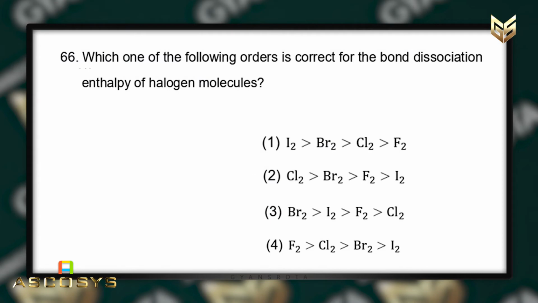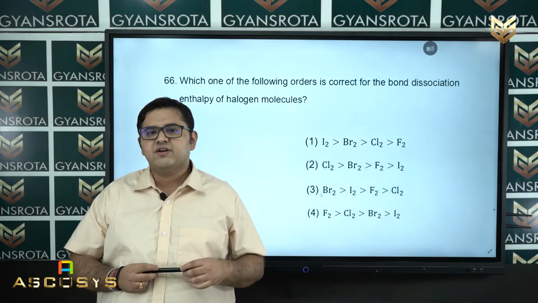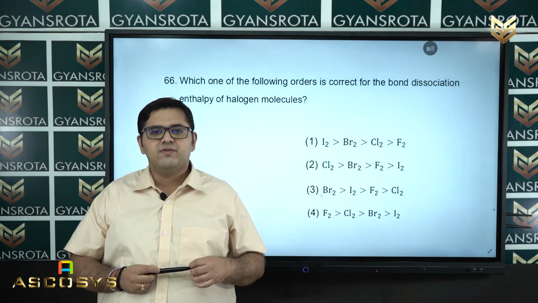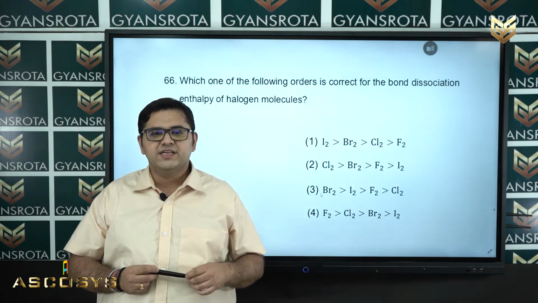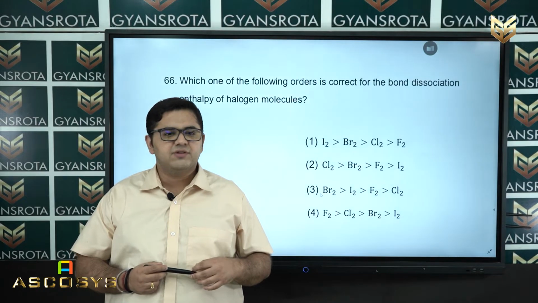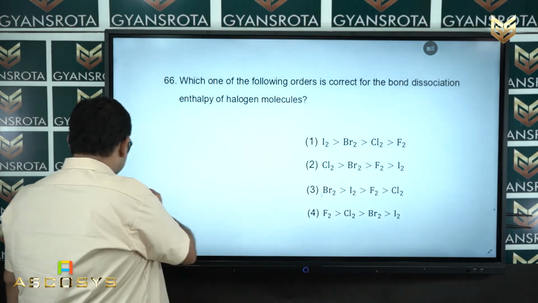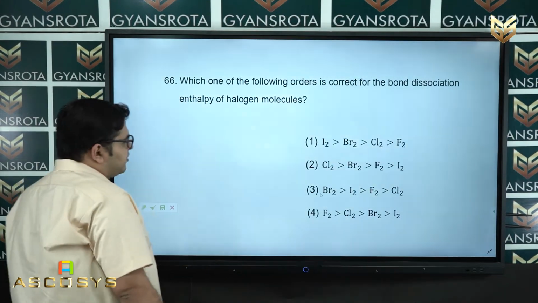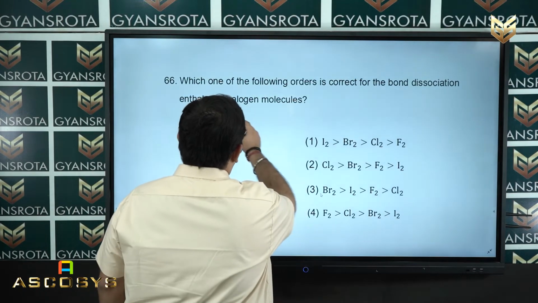Question number 66 is on your screen. Which of the following order is correct for the bond dissociation enthalpy of halogen molecules? This question comes from the p-block elements chapter of your class 12 NCERT. Now we are moving to the solution part. If you see, they have given the halogen molecules.